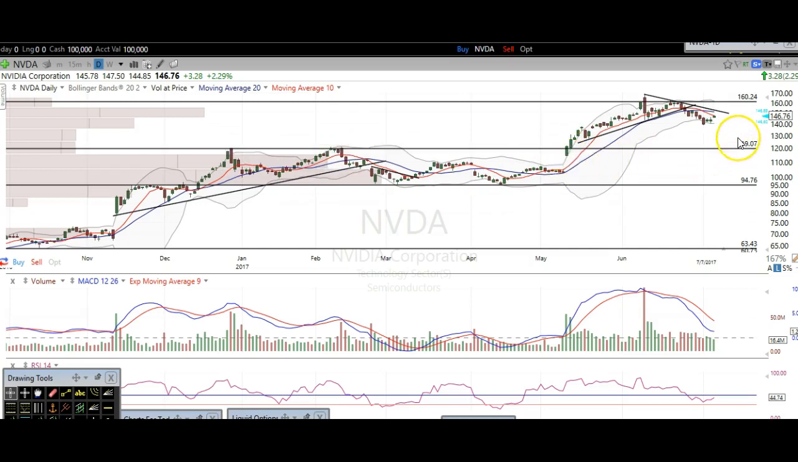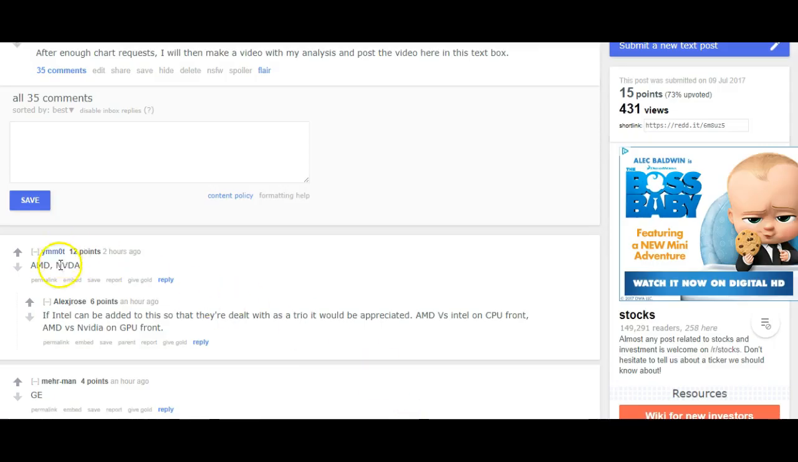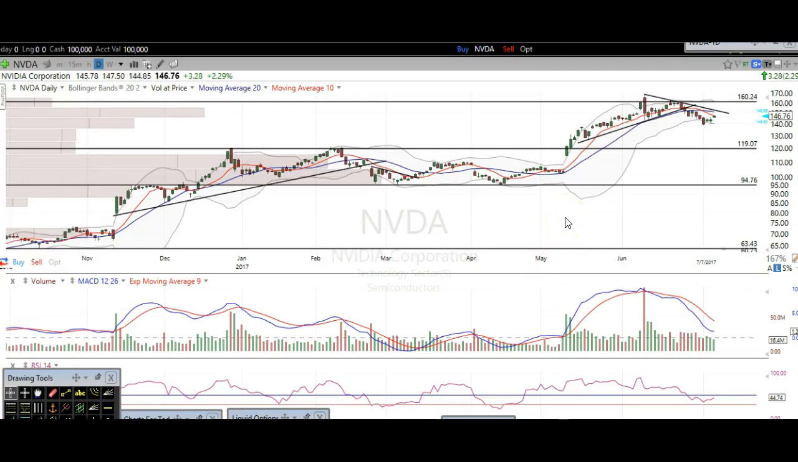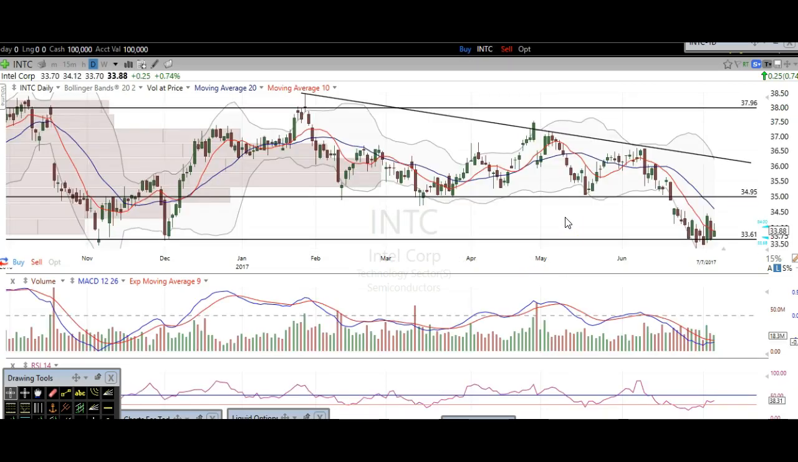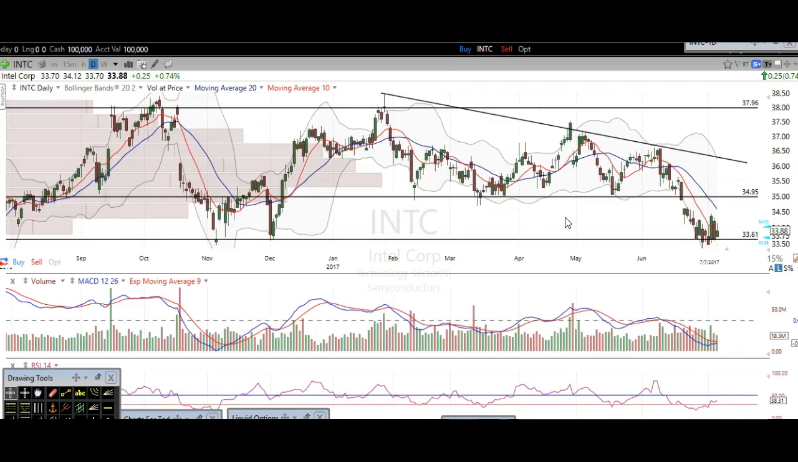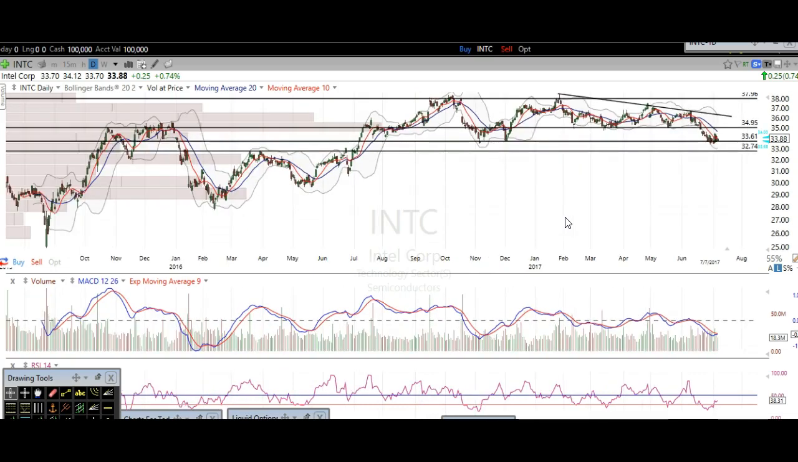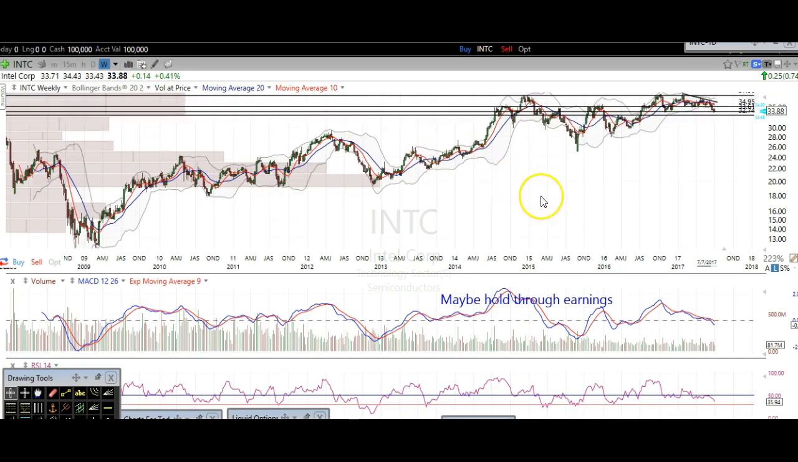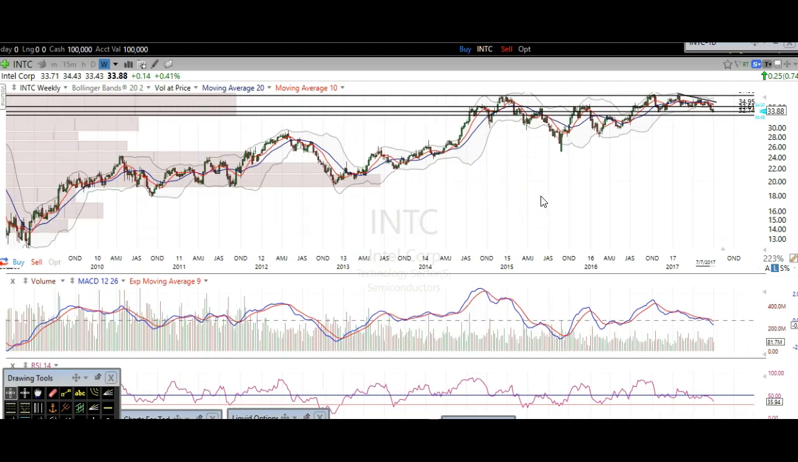So right around 120 is going to be that major support that you want to look for on NVDA. Next one we're looking at is, so a lot of people wanted to see Intel being added to that group, so we'll add it and we'll take a look at Intel. So Intel, this is one that I follow, and I want to cover the weekly time frame here on Intel.